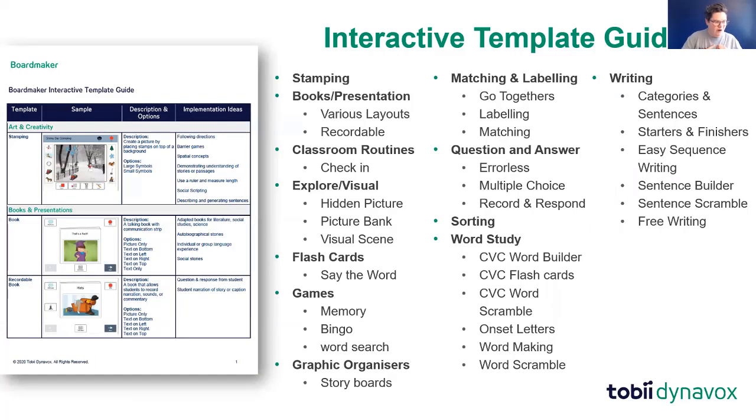So as I said, we've got over 150 interactive templates within Boardmaker 7, and we've actually got a really neat interactive template guide, and we will give you the link to that. Debbie will put it in the chat for you, and we'll put it in the follow-up as well. This guide will basically talk you through each of the templates. It will give you a little thumbnail of what that template looks like, a description of it, and then some implementation ideas. And what I've done today is just listed some examples of some of the templates that I think would work really well when supporting literacy.